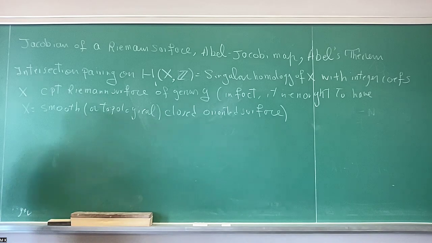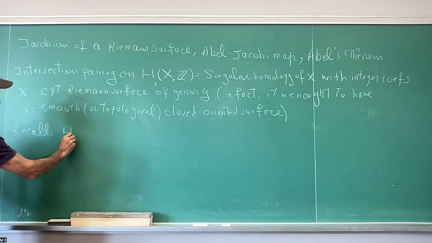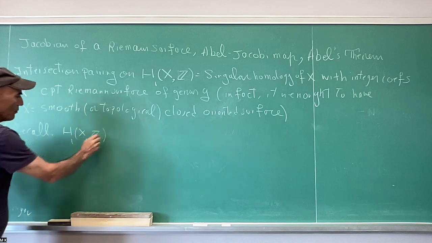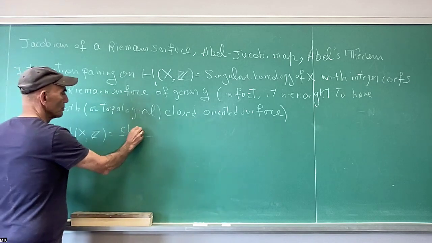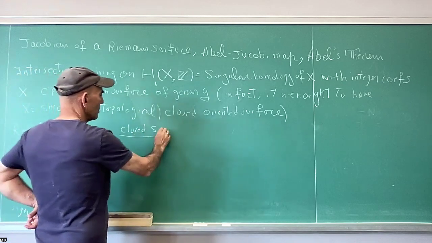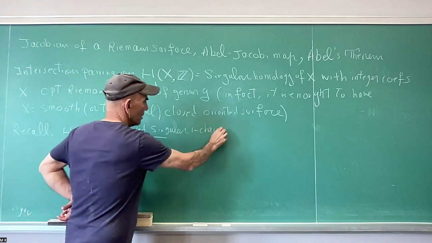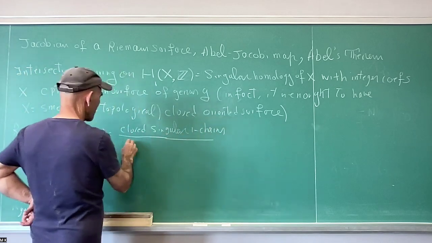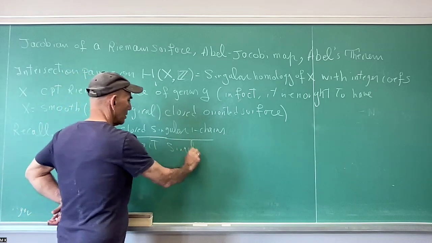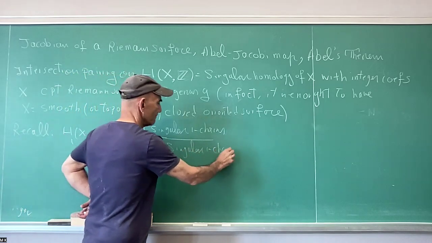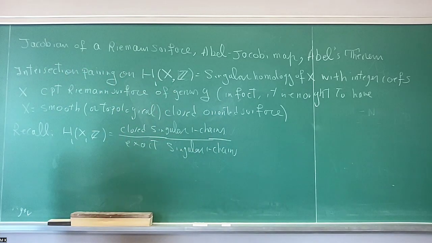Okay. So I will recall that this H1 of X and Z was the quotient space: closed singular one-chains divided by exact singular one-chains. So it's a quotient space that we define.